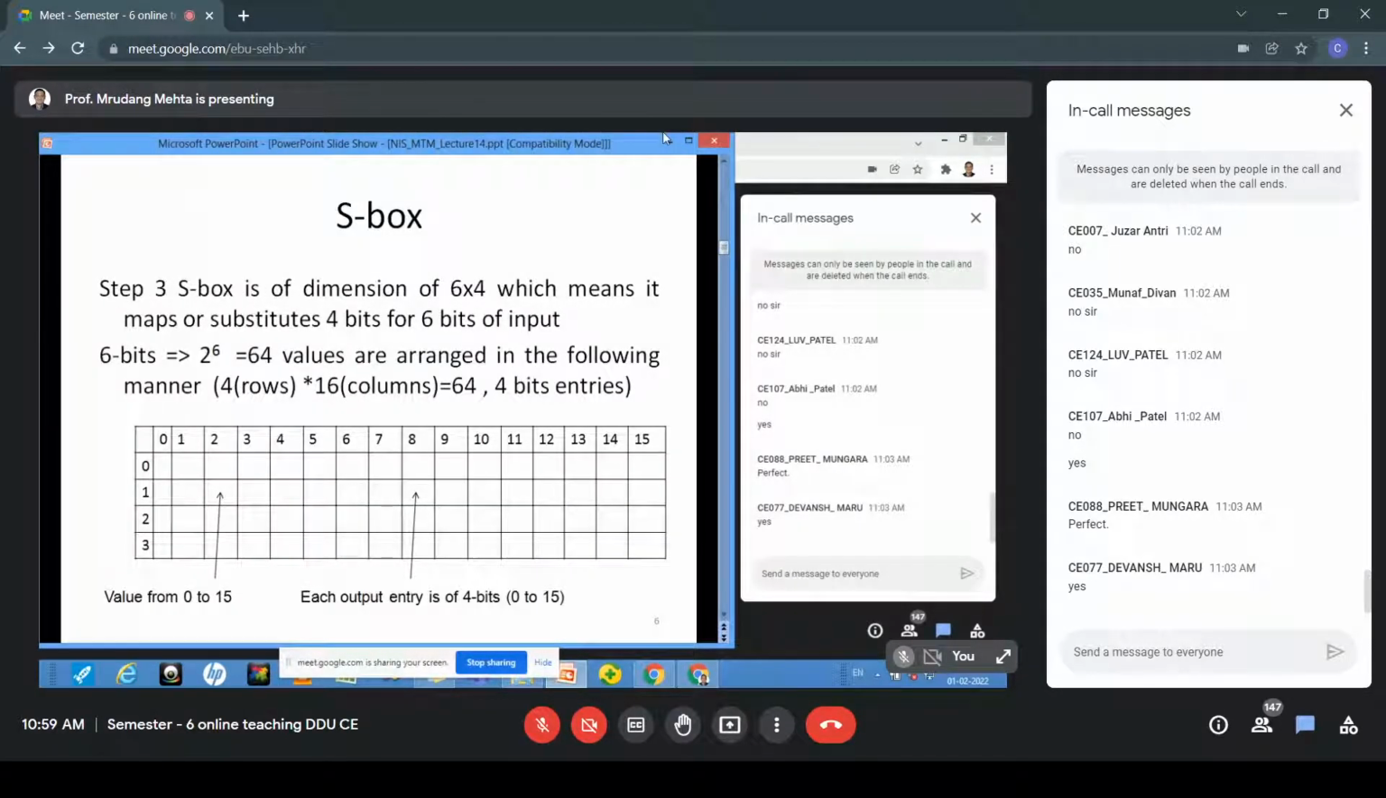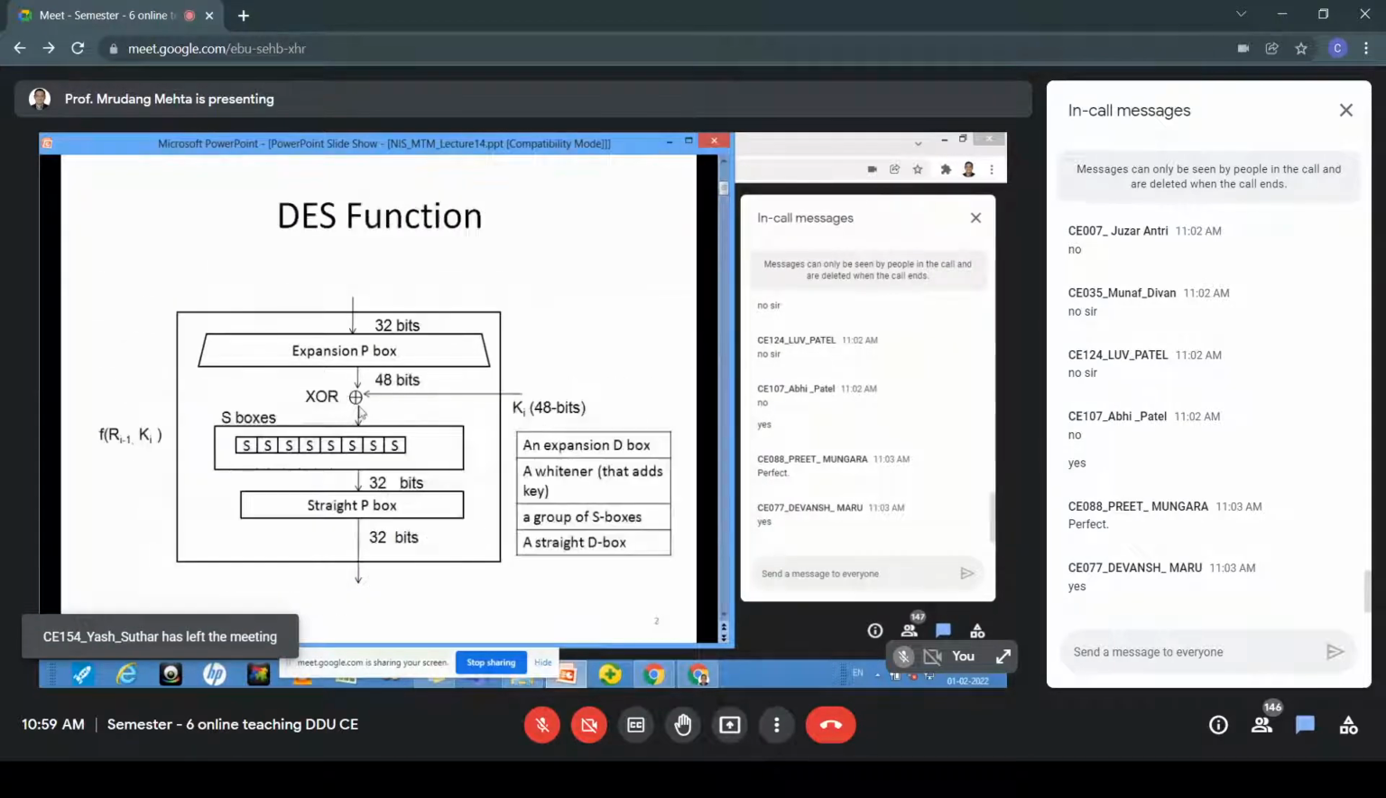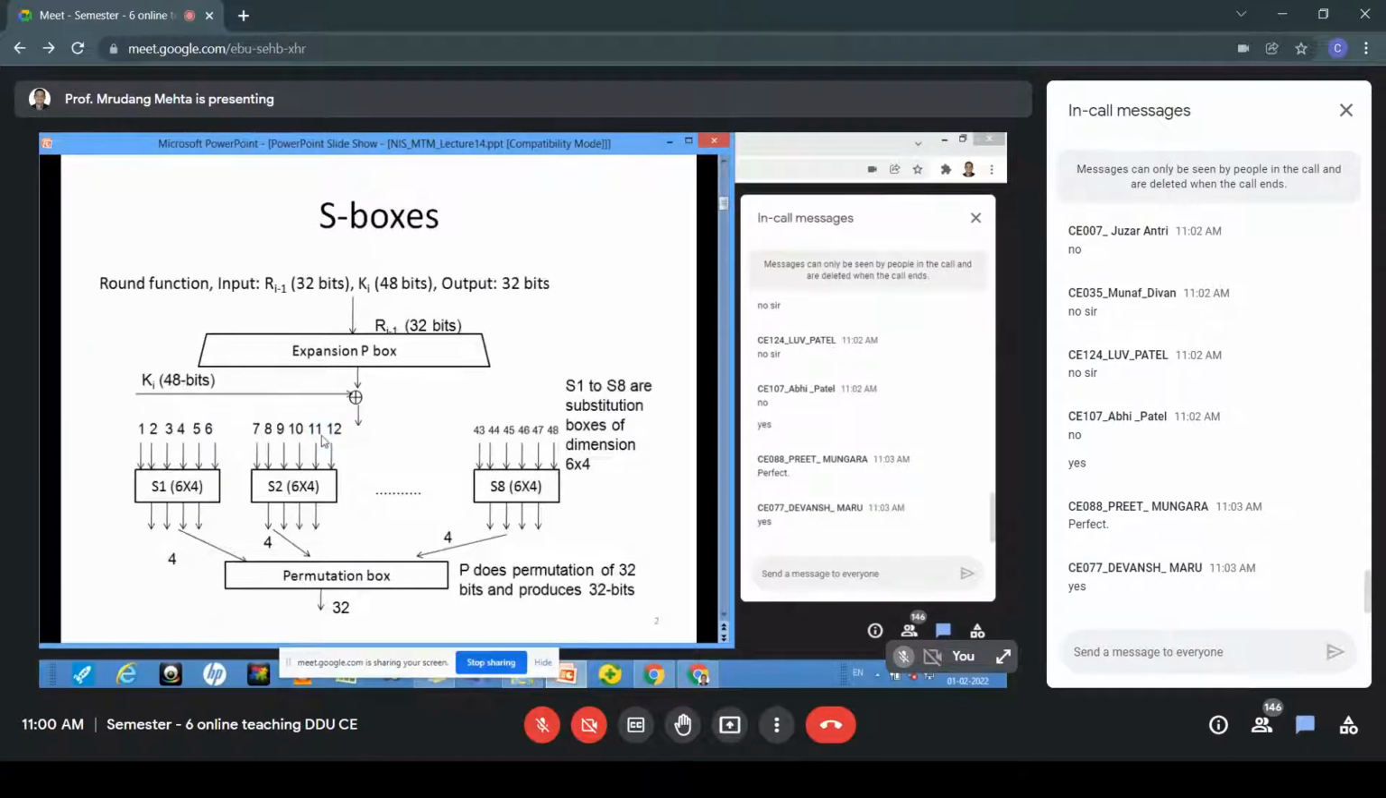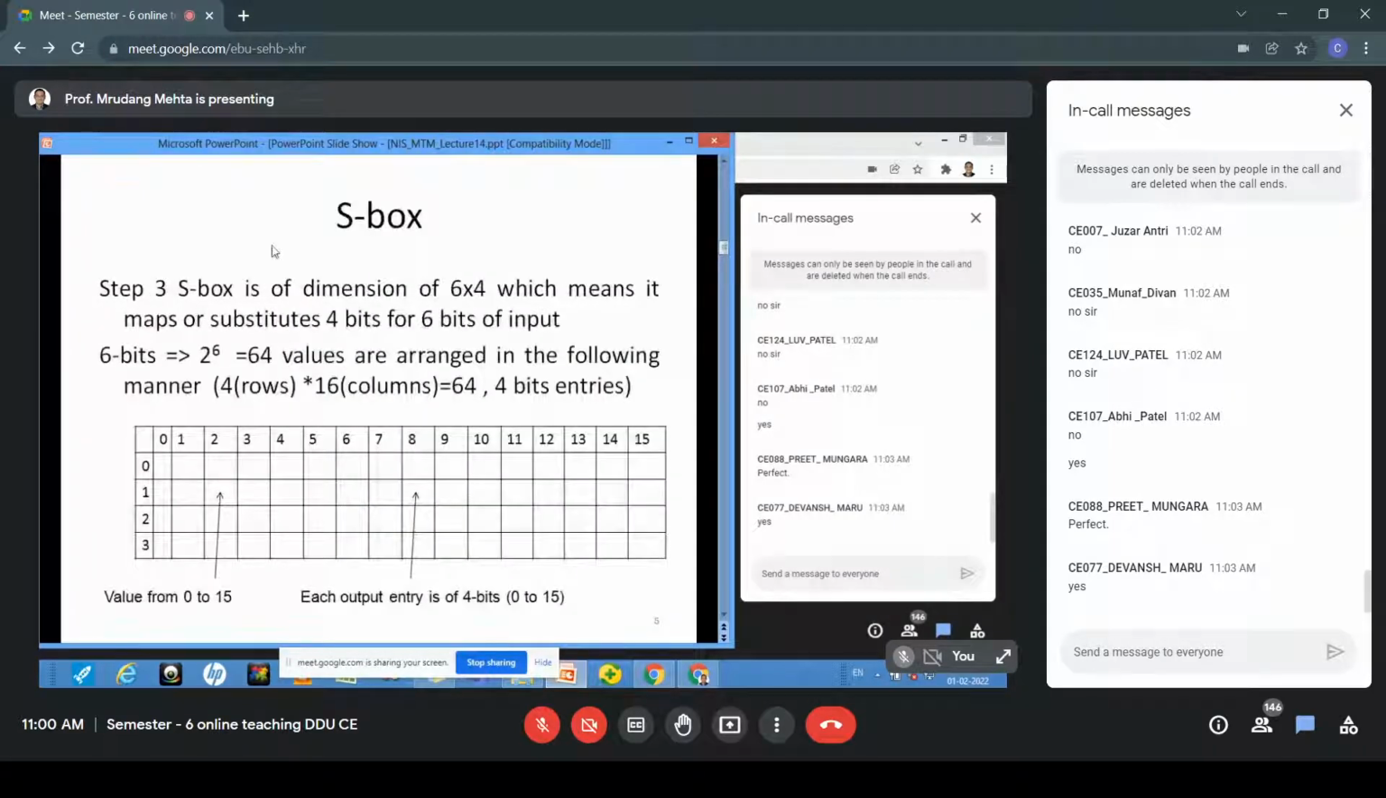Third step is S box. You can see third step is S box. This is first step, this is second step, this is third step. So what is that third step? S box. S box is of dimension 6 cross 4. Each S box is of dimension 6 cross 4, which means it maps or substitutes 4 bits for 6 bits of input. So there are 6 bits of input and it maps it to 4 bits.